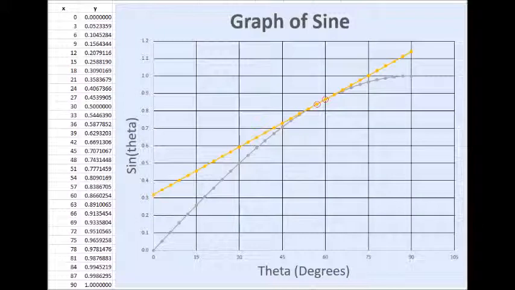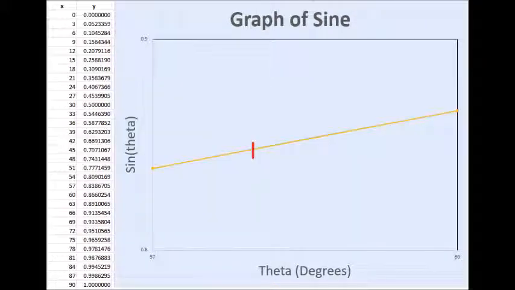What if we cut the interval in half and reduce it to 57 and 60 degrees? Zooming in and looking at the red mark, we see a negligible gap between the yellow line and the sine curve. They are virtually indistinguishable from each other at this level of magnification. In short, the closer our interval is to the target value, the better our approximation will be.